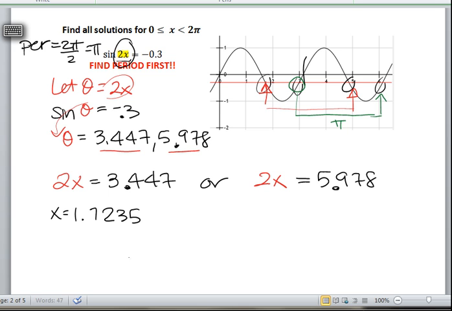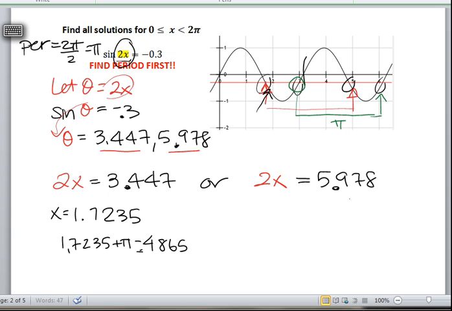If I divide both sides by 2 here, then I get that x is 1.7235, and that corresponds to this solution right here. But I need to find the second one that is pi away from that. So I have to do 1.7235 plus pi, and that gives me 4.865. And to check, I can add another pi to that, but that would send me to over 7, which is more than 2 pi, because 2 pi is 6.28.